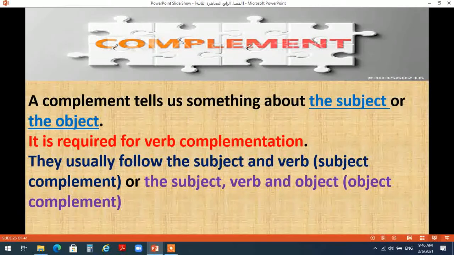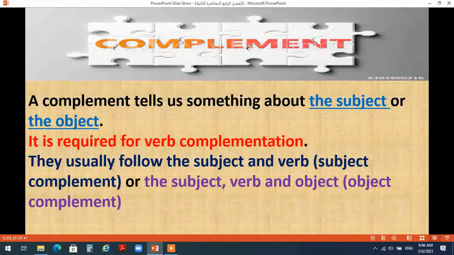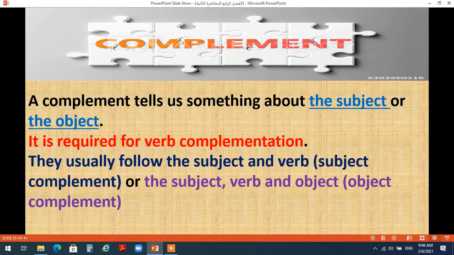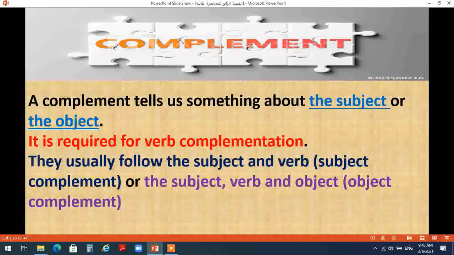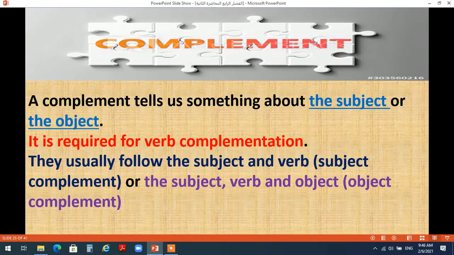The complement is the other sentence element in English. It tells us something about the subject or the object. إذن الcomplement عادة يعطينا وصفا عن الفاعل أو المفعول به في الجملة. It is required for verb complementation. إذن هو مهم جدا لغرض تكملة معنى الفعل في تلك الجملة.